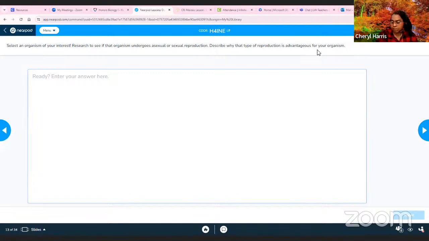So everybody take the next 10 minutes, pick an organism, any organism you like, look it up. So this one you do need to Google, and then post the name of your organism, the type of reproduction it does, and why this type of reproduction is an advantage to that organism. It can be a plant or an animal. So keep that in mind. When we say organisms, it can be a plant or an animal.